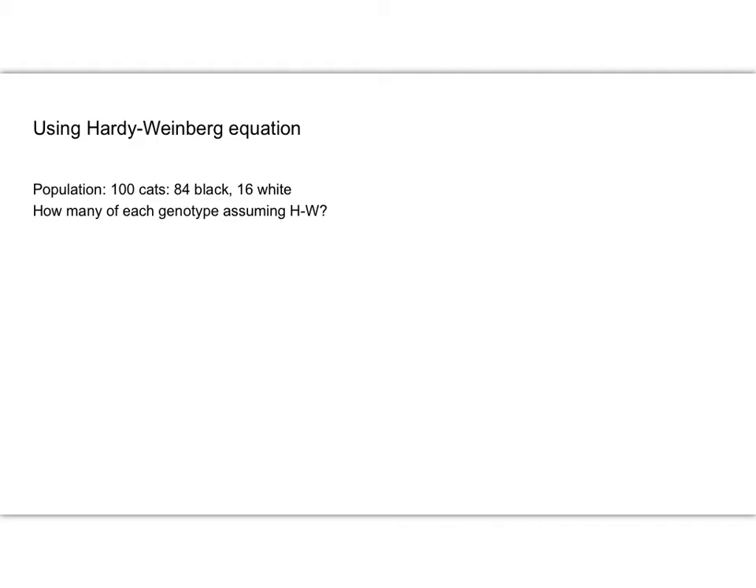And it tells you that 84 are black and 16 are white. Okay? And it wants to know how many of each genotype, assuming it's in Hardy-Weinberg equilibrium. So all I know is that I have 84 black and 16 white. So based on this, I would assume that white is recessive. So that tells me that these cats are little a. And it tells me that these cats that are black are either big A, big A or big A, little a.